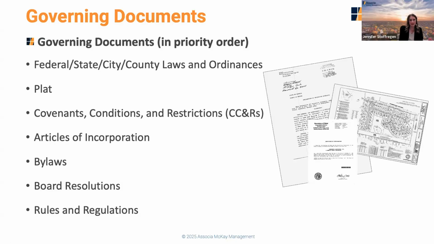Next up will be your plat map. So your plat map is going to tell you what the association's common area responsibility will be, and then what the individual homeowner is responsible for. So those will show lot lines, 911 addresses, and then the actual common area lines as well.